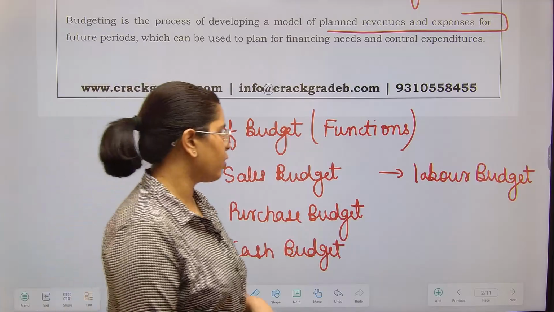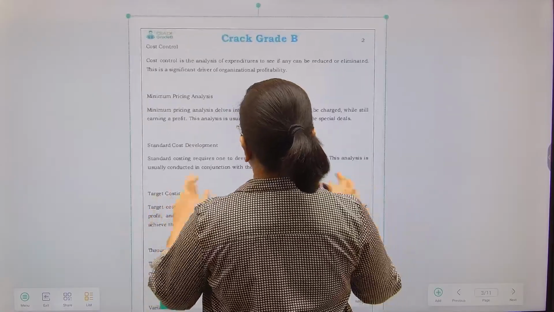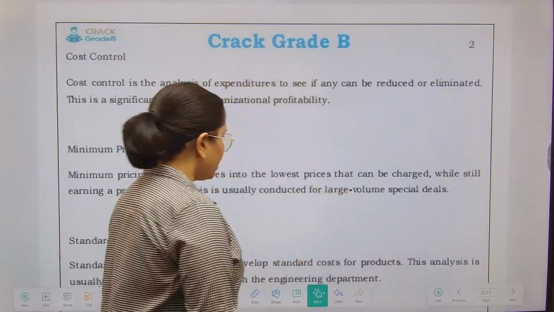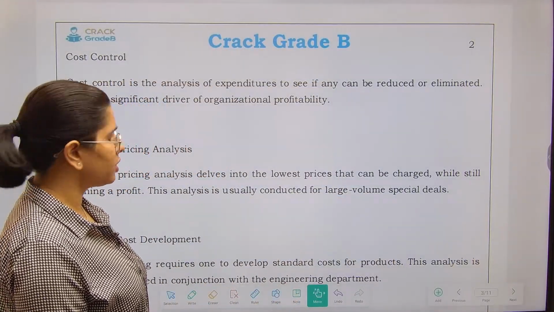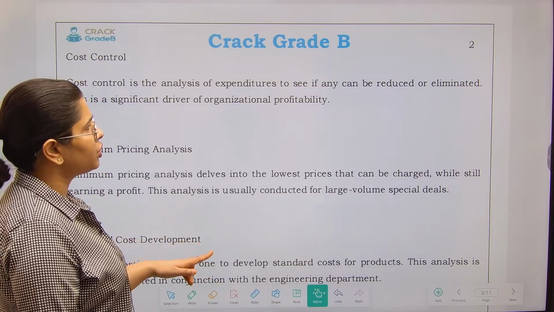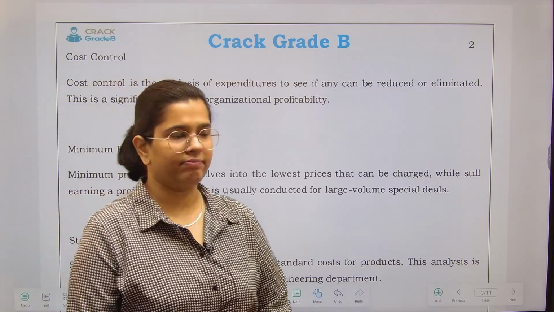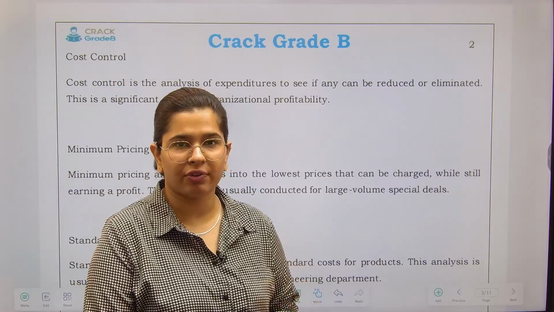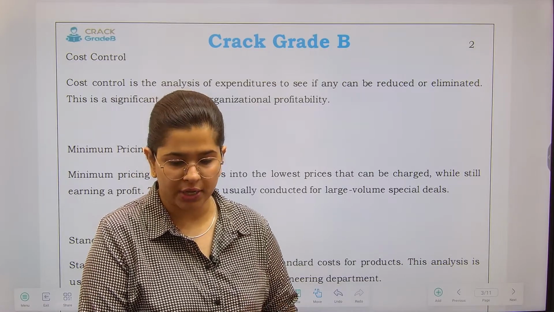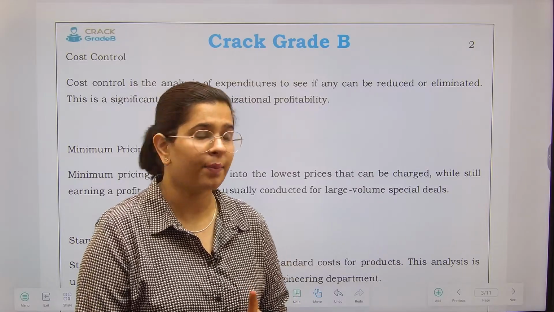Okay, now this is what I wanted to tell you in the budgeting. Now let's talk about cost control. Now these definitions have been put up for your understanding, right? Like minimum pricing analysis, cost control, what are all these? See, every business doesn't want their cost to go high. They want their profits to be higher, right? So they always try to do cost control and cost reduction, and there is no rocket science in why they want to do it. Okay? They want to increase their profits.